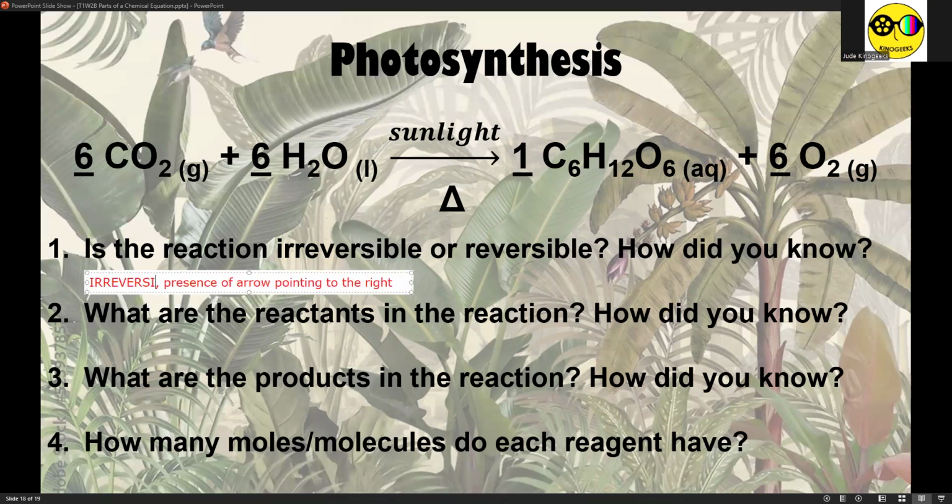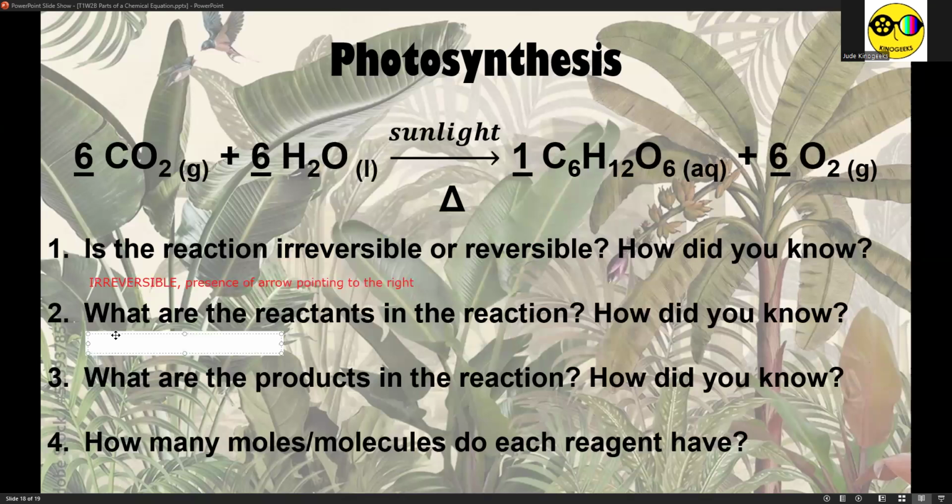Okay. Next, for number two, what are the reactants in the reaction? How did you know? So for number two, the reactants for photosynthesis are, sorry if the color of the text doesn't suit the background, no? I'm not using my tablet and I'm too tired to change just for the color. But anyway, for the reactants, it's CO2 and H2O because both of them are found at the left side of the arrow.